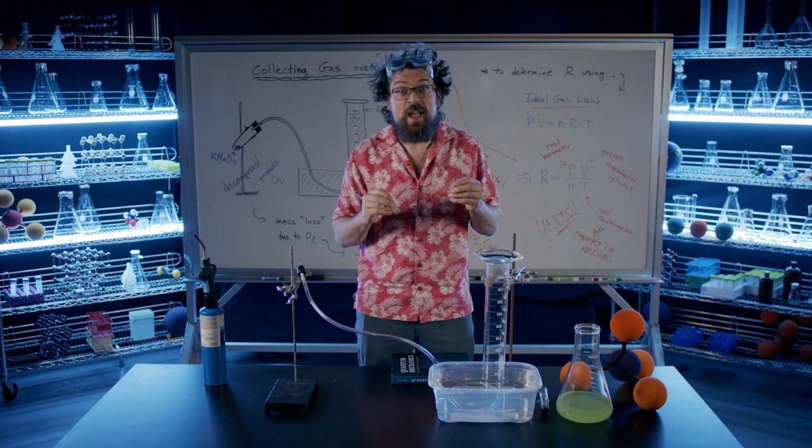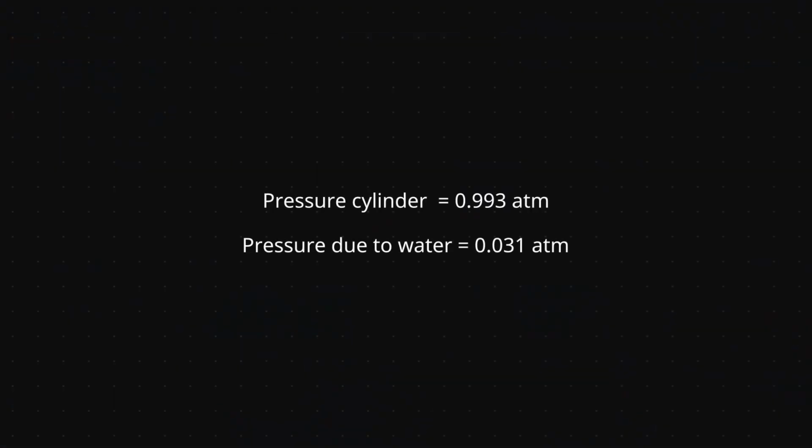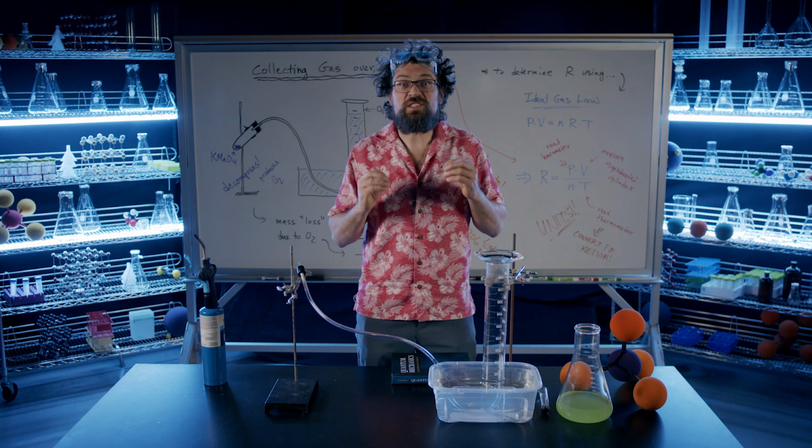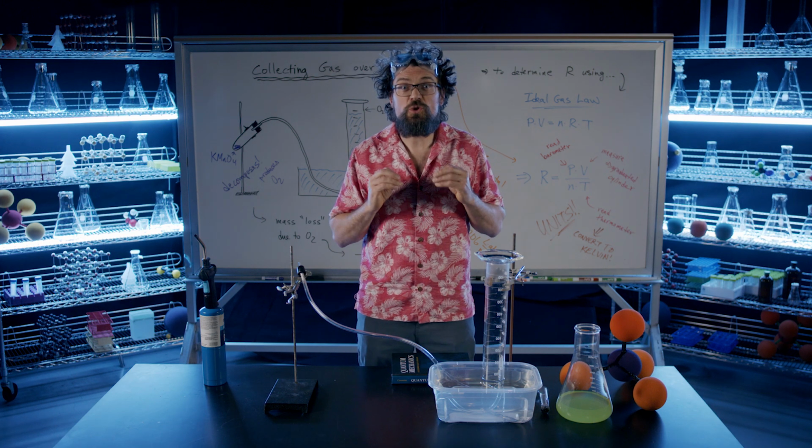Well, we know the vapor pressure of water at all temperatures. At 25 degrees C, it's 0.031 atmospheres. The pressure due to the oxygen is therefore just 0.962 atmospheres. We can substitute these values into the ideal gas law to determine R.